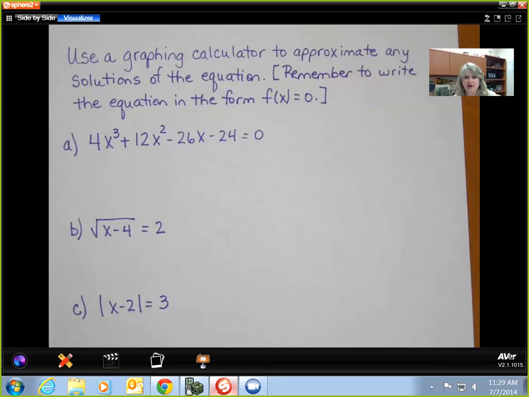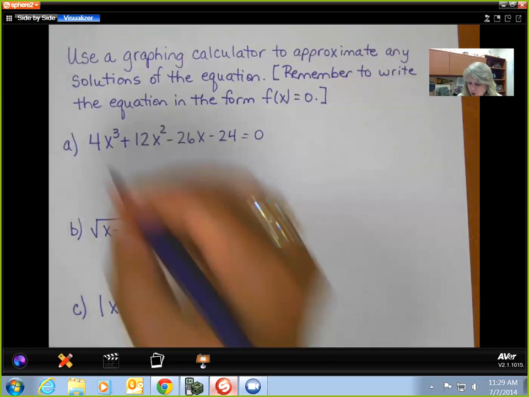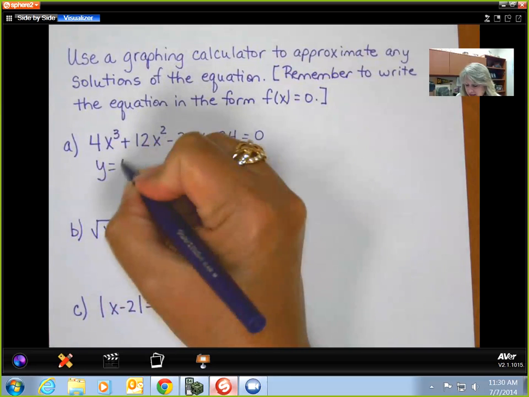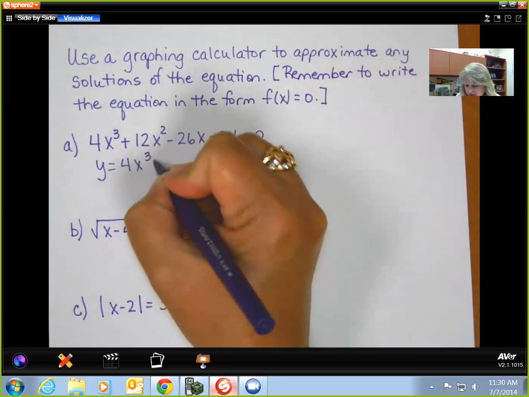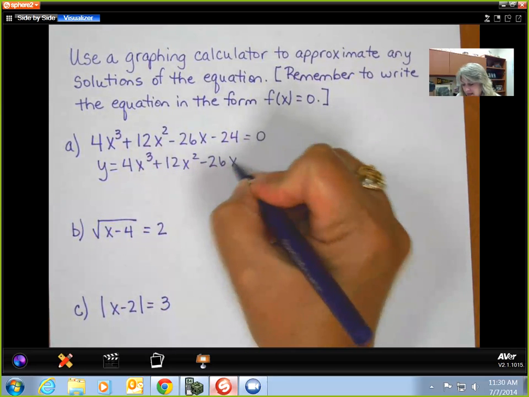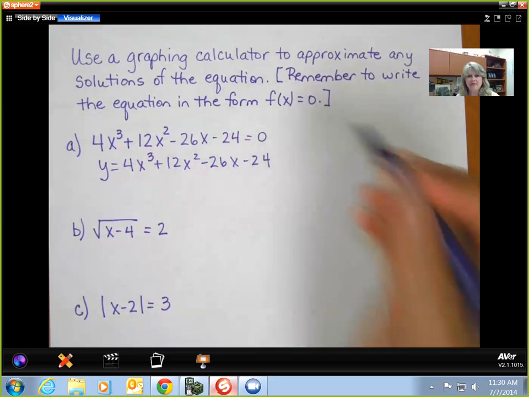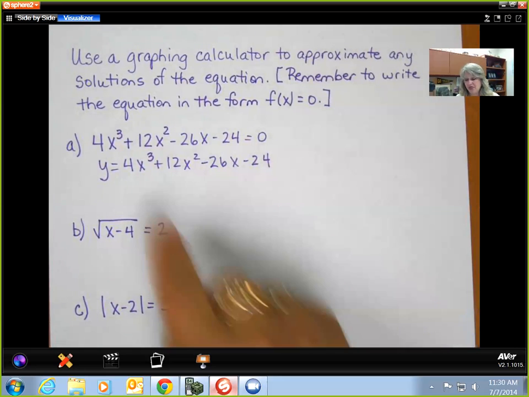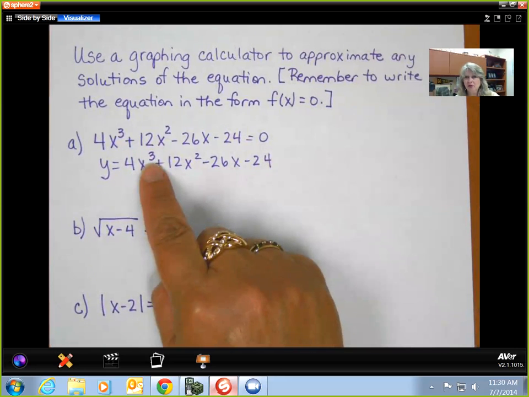it into our calculator. All right, the first problem is 4x to the third plus 12x squared minus 26x minus 24 equals 0. So we're actually going to be typing in the equation y equals 4x cubed plus 12x squared minus 26x minus 24. So let's type that in our calculator. Notice that this is a third degree polynomial, so we're going to have up to 3 real solutions.